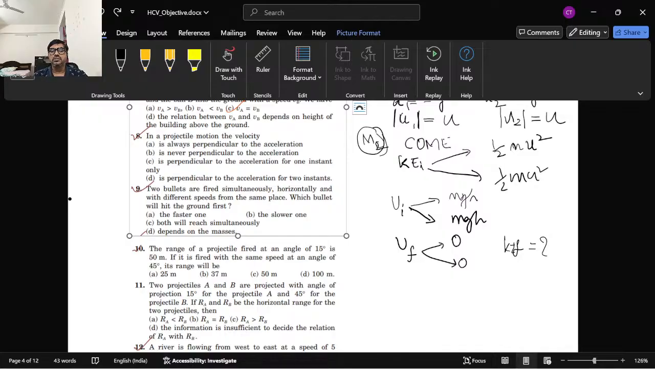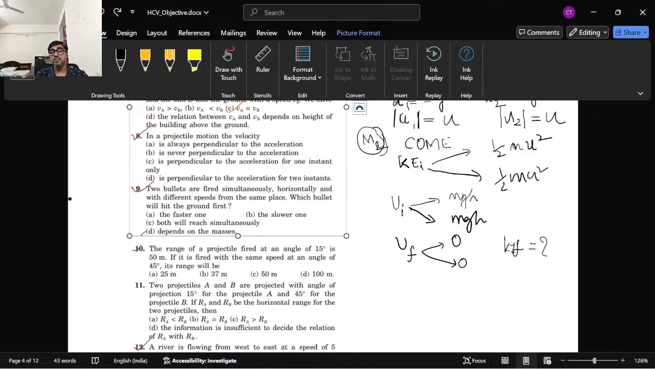Projectile motion: you project it vertically upwards, it is not perpendicular, it is 180 degrees going up, 0 degrees coming down with respect to acceleration, not necessarily perpendicular. Is never perpendicular? No, not necessary. You projected horizontally, at the time of horizontal projection, their velocity is horizontal, acceleration is vertical. It can be perpendicular. In fact, you take an oblique projectile, at the highest point velocity is horizontal, acceleration is vertical always, angle is 90 degrees, so it can be perpendicular.